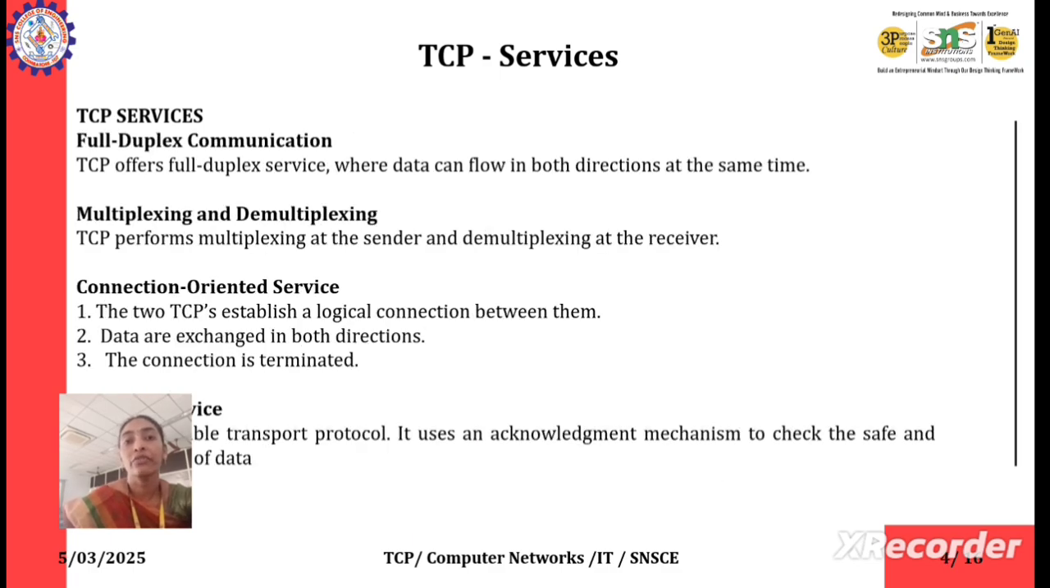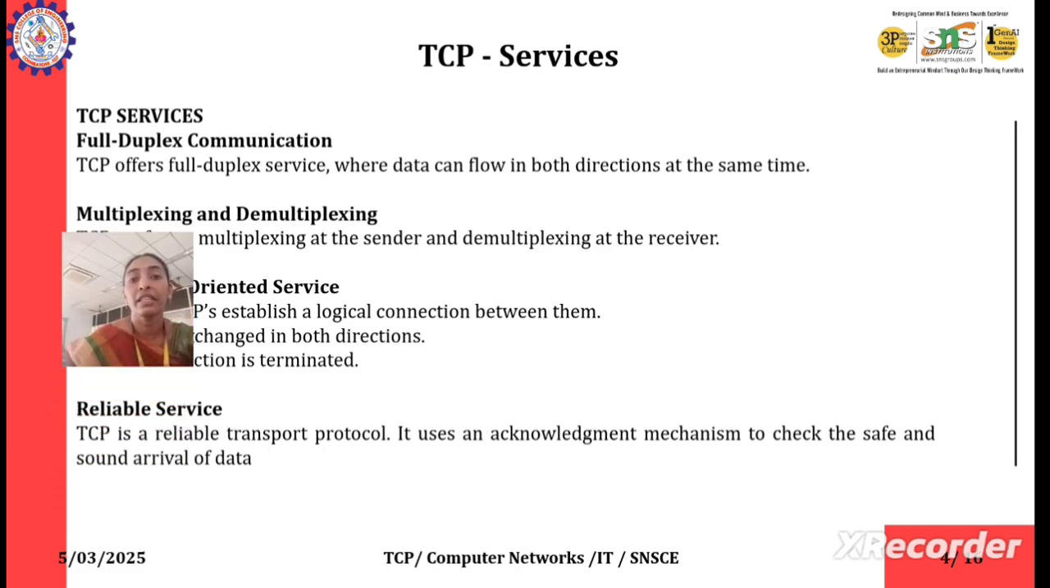The next one is full duplex communication. TCP offers full duplex services where data can flow in both directions at the same time. Then multiplexing and demultiplexing. TCP performs multiplexing at the sender side and demultiplexing at the receiver side. In connection-oriented service, the two TCPs establish a logical connection between them and the data are exchanged in both directions, and after transmitting all the data, the connection will be terminated. This is called the three-way handshake of TCP. This is a special characteristic of TCP.